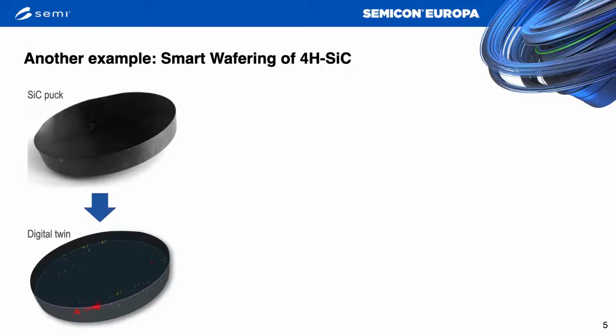First, we make a digital twin of the ingot, or puck, to visualize location and size of the defect. This puck is 12 mm thick and 4 inches in diameter, and it contains a significant number of defects.